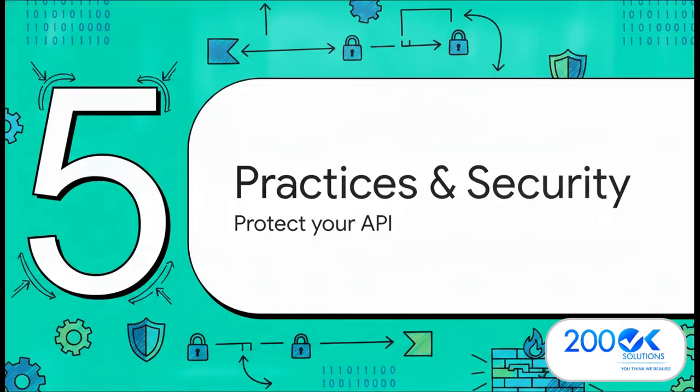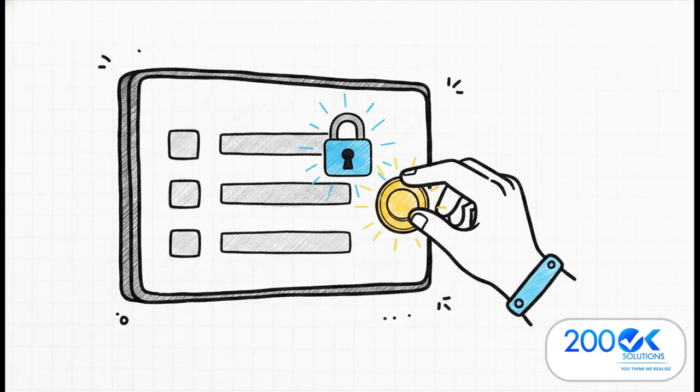Section 5. Best Practices and Security. Polishing and protecting your API. Almost all real-world APIs require authentication, and if it isn't documented, your consumers are flying totally blind. Swagger makes this incredibly straightforward.